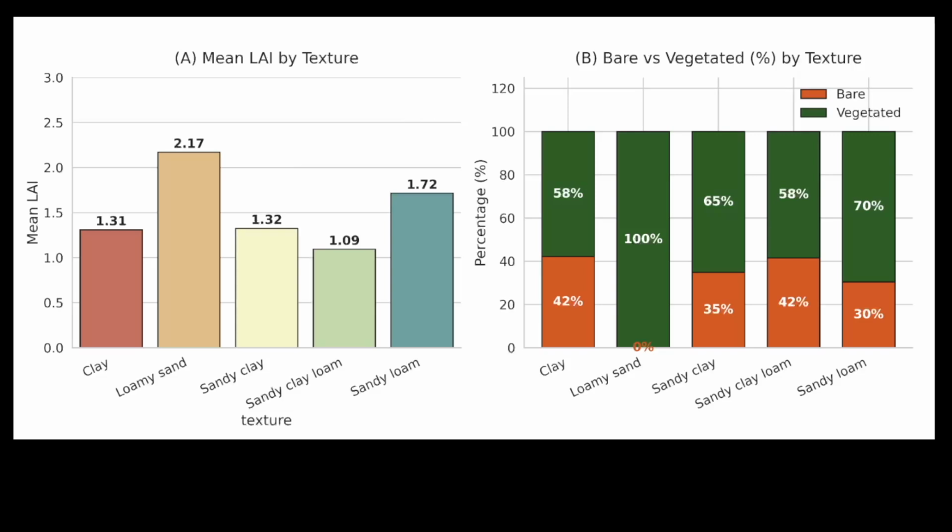More or less it's around 60 to 70%. All the soils are always vegetated, and so the distribution is more or less similar. And also loamy sand, even though it was fully vegetated, we saw a very high correlation, but the high correlation did not translate into a high R square when we ran the machine learning model.